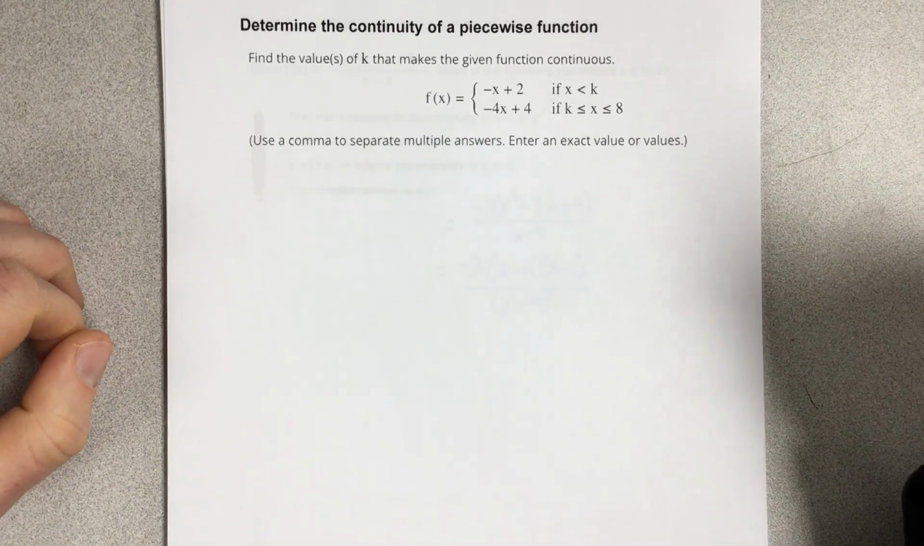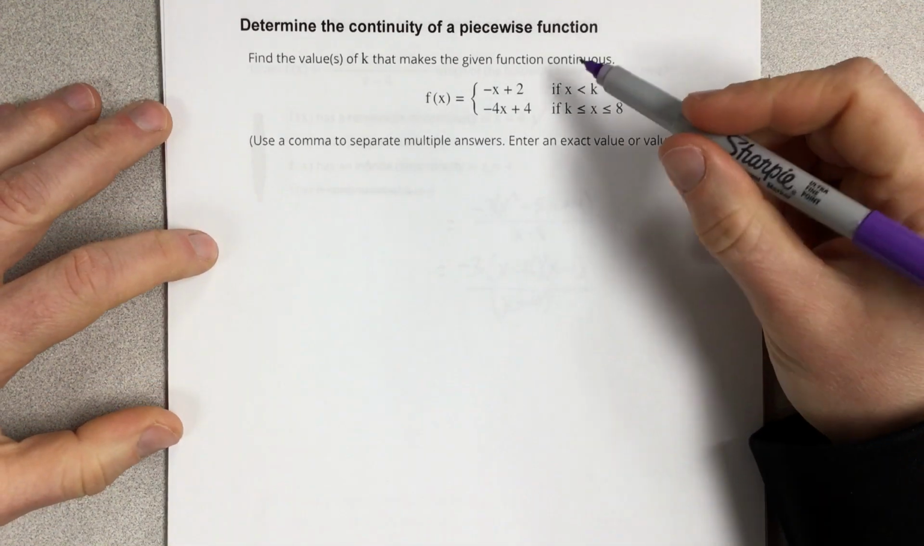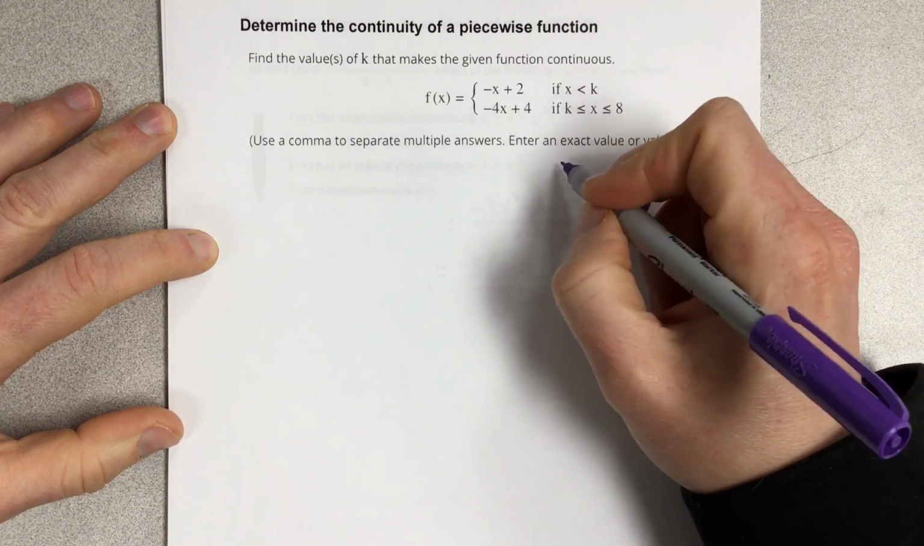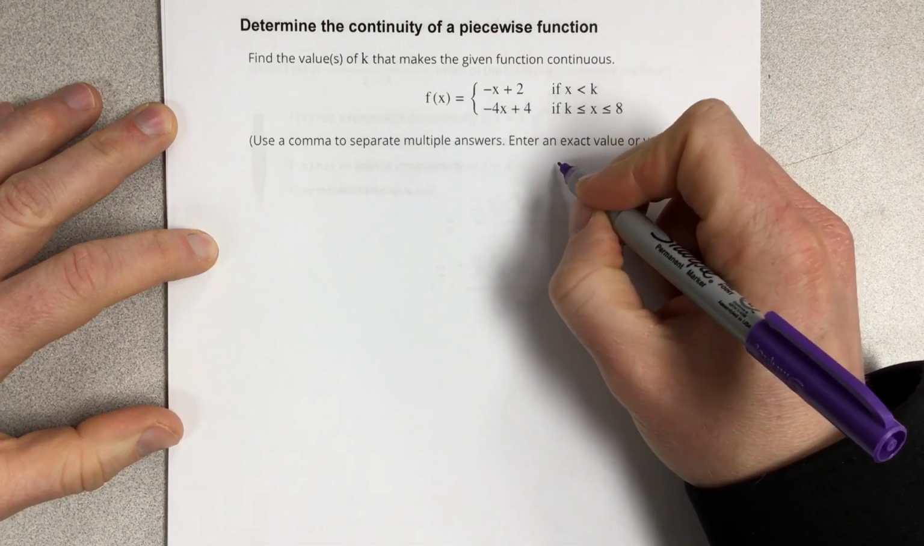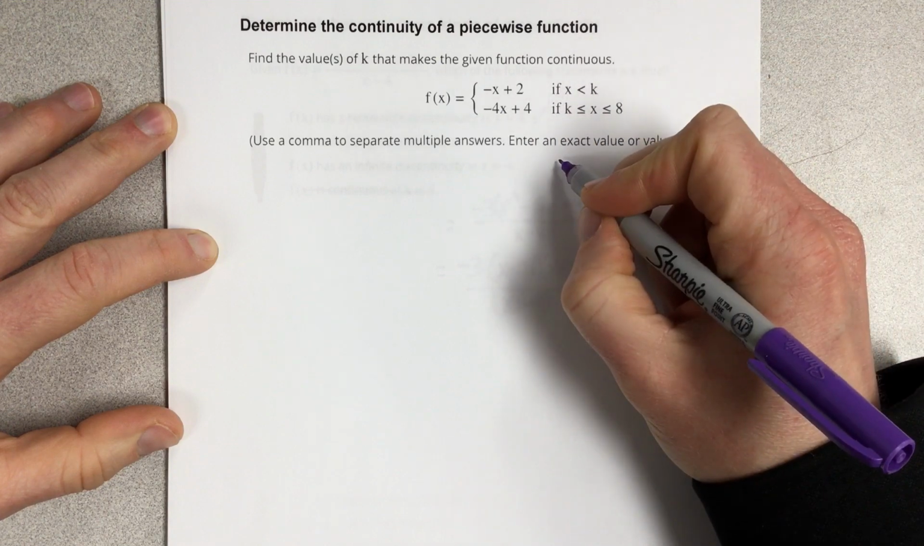In this video, we're going to determine the continuity of a piecewise function. It says find the values of k that makes the given function continuous. So the first thing we need to write down is what are our three things that we need to know to determine continuity.